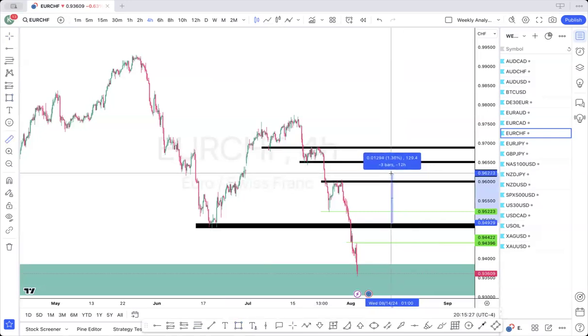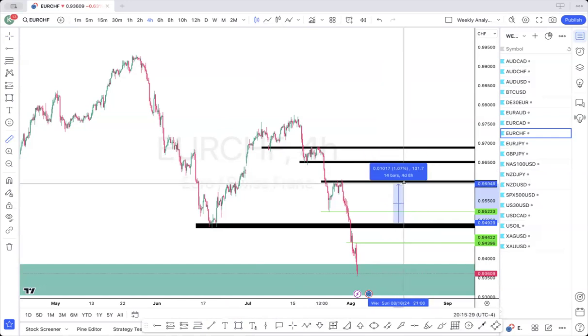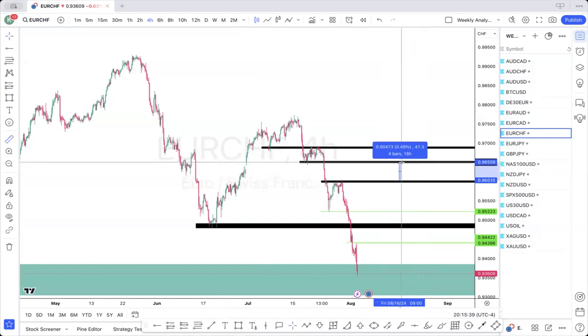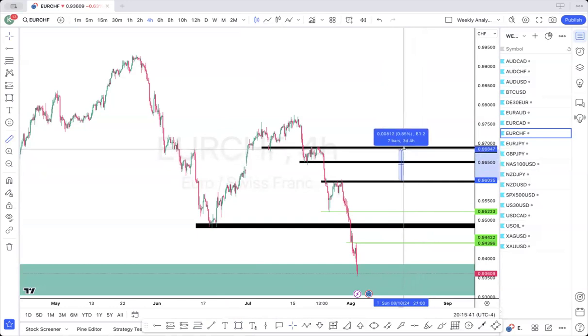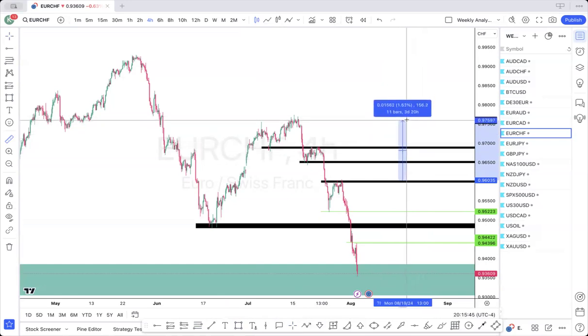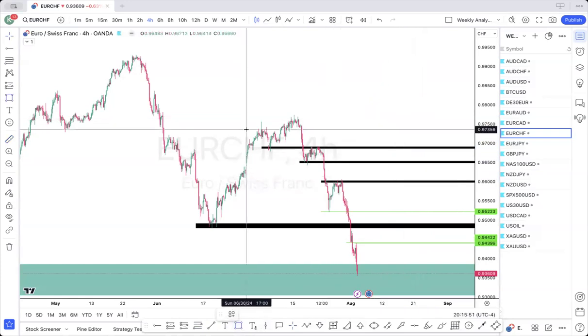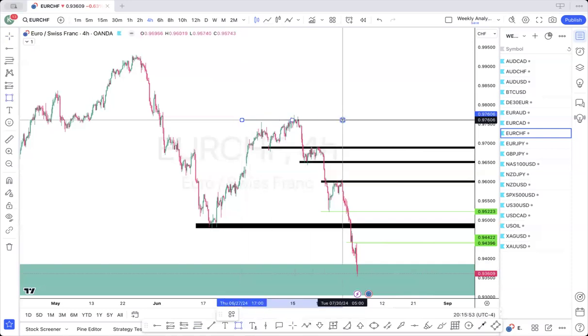It'll probably tap into this imbalance, pull back some. Maybe it'll pull back to here. Maybe it'll pull back down to here. You never know. So from here to here, it's 45 pips. Up to here is 80 pips. And if it goes up to the top, it's 157 pips. So that's our swing high.